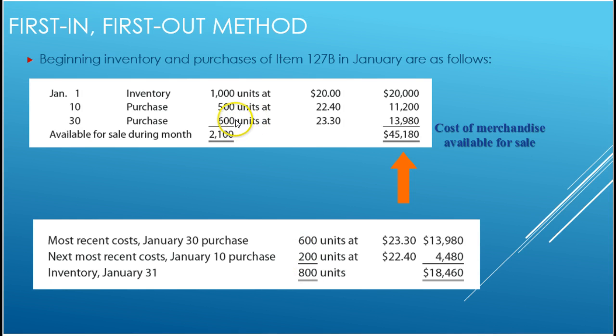So if I look at this, I have 600 units here at $23.30. That's part of my inventory because I'm starting at the bottom. I have 200 units out of this 500 units at $22.40. So my ending inventory is a total of $18,460. And that was by taking the latter part of those layers of inventory.